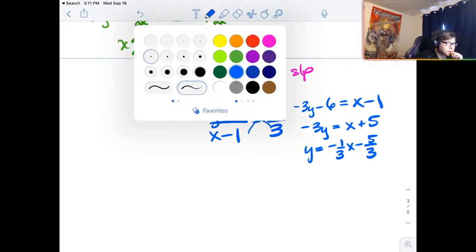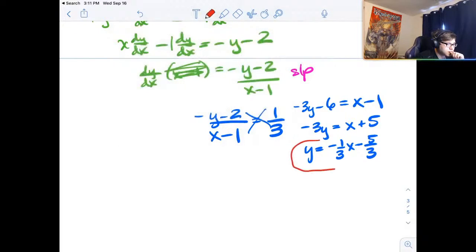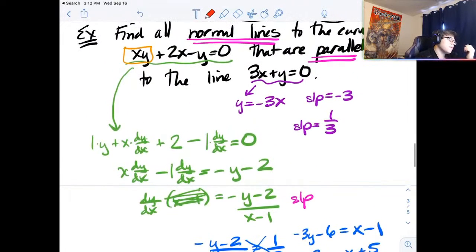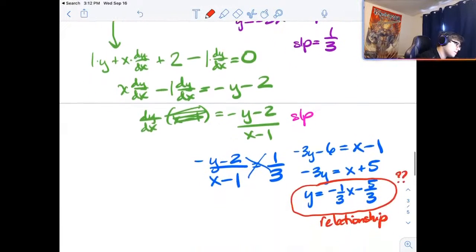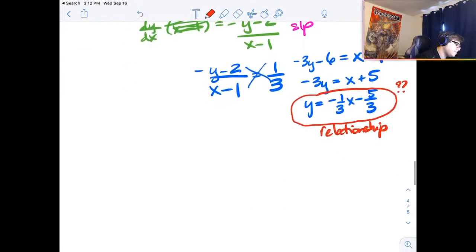Now I have to pause and ask myself, is that it? Am I done? Is this some sort of equation of a line that they're looking for here? But no, what this is, again, you guys, is the relationship that must exist between x and y in order for this whole normal line slope of a third to happen. And now I have to take that relationship and plug it back into the original expression that was given to me.